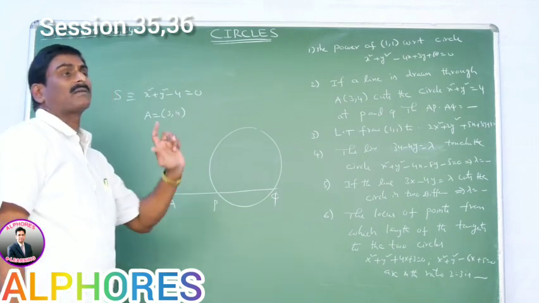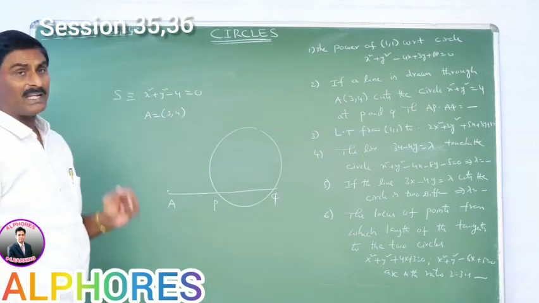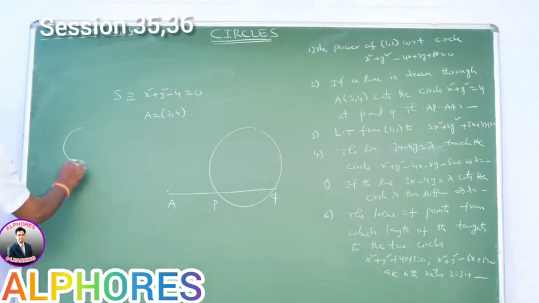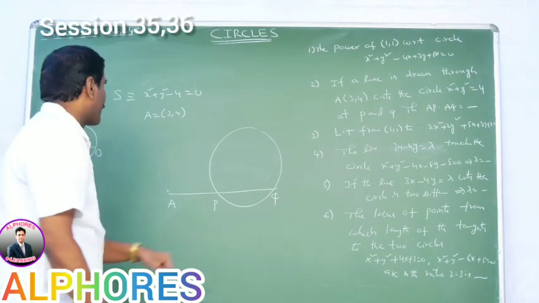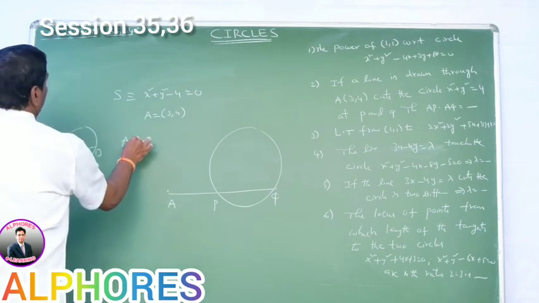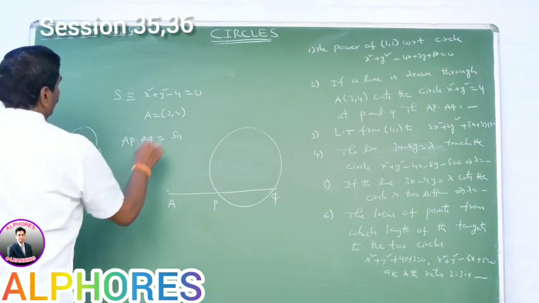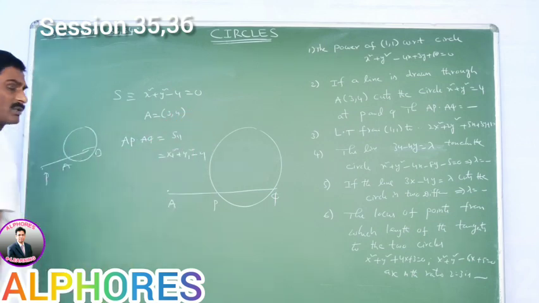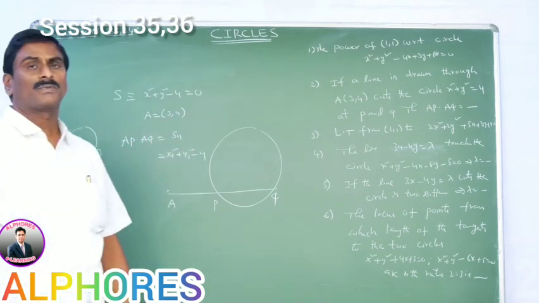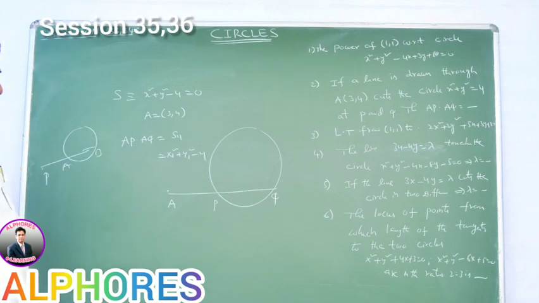AP into AQ is nothing but S11. If the line through P meets the circle at A and B, then PA into PB is nothing but the power of the point, that value is equal to S11. Similarly, AP into AQ is equal to S11. S11 is nothing but x1 square plus y1 square minus 4, where x1, y1 is equal to 3 comma 4. Substitute that point.